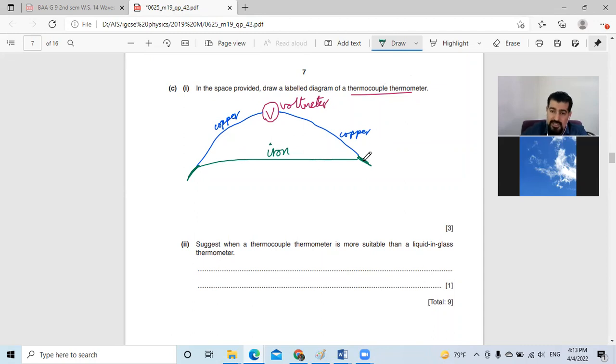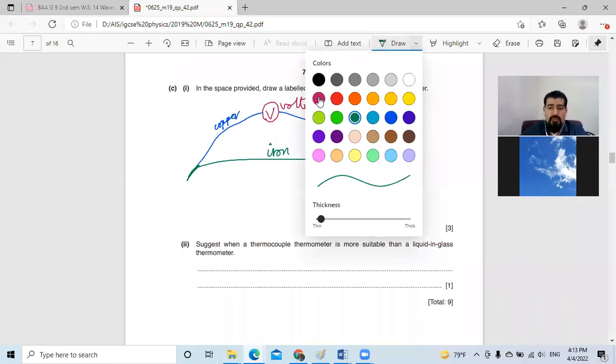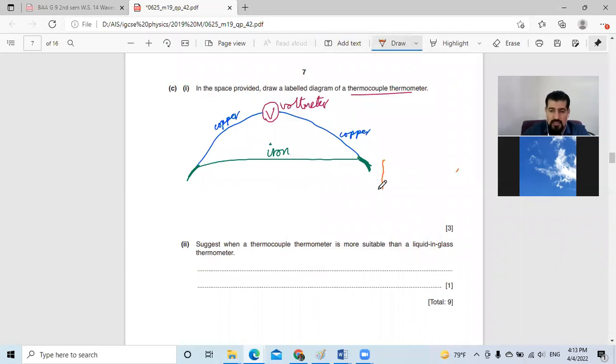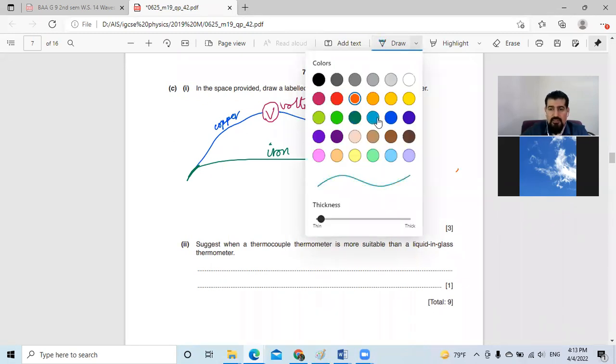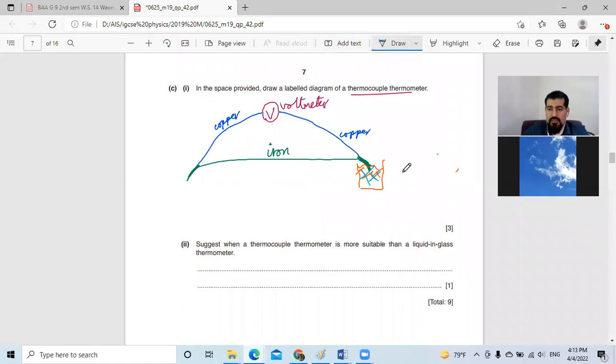And if they didn't ask how to measure a certain temperature, I need to tell them that I will put one of these junctions inside crushed ice. Here we have to put crushed ice, ice at 0 degrees Celsius, and this is the cold junction. The other junction we have to put on the thing whose temperature we need to measure.